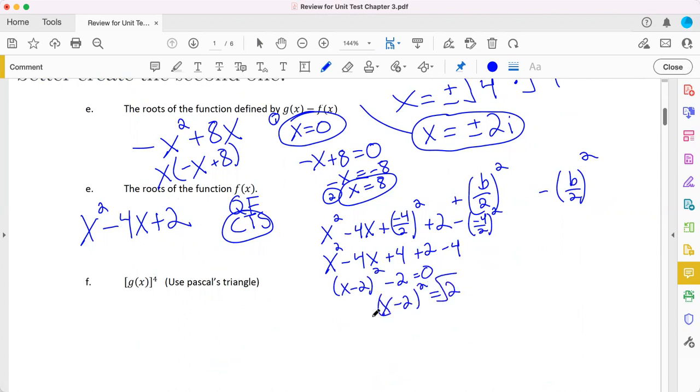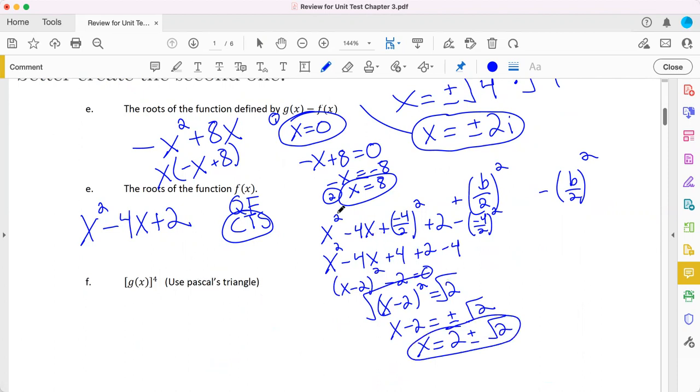Take a square root. Get x minus 2 equals plus or minus square root of 2. And then add 2 over, saying that you have roots of 2 plus or minus root 2. So 2 of them.